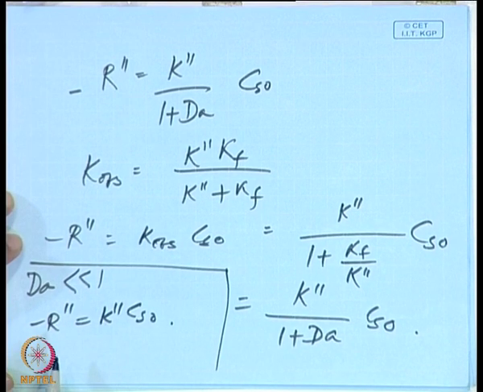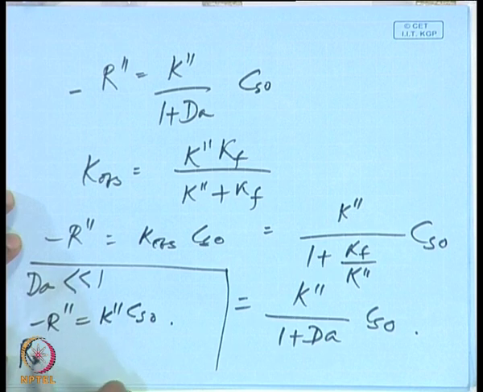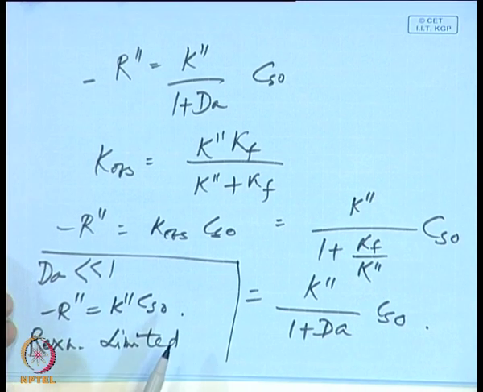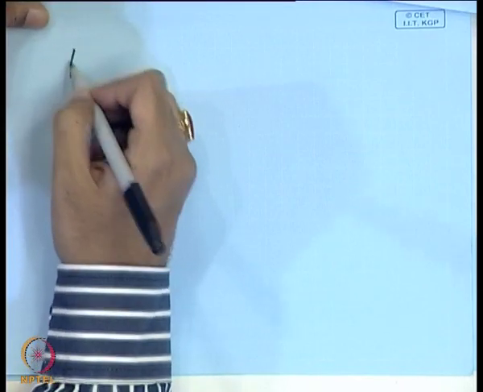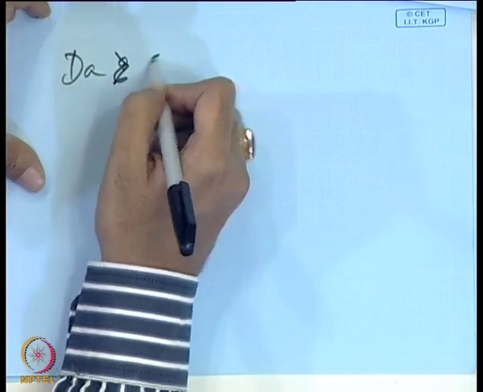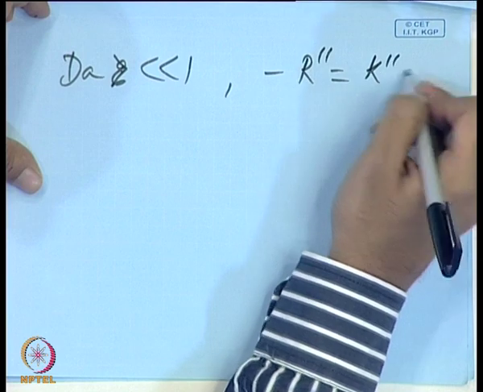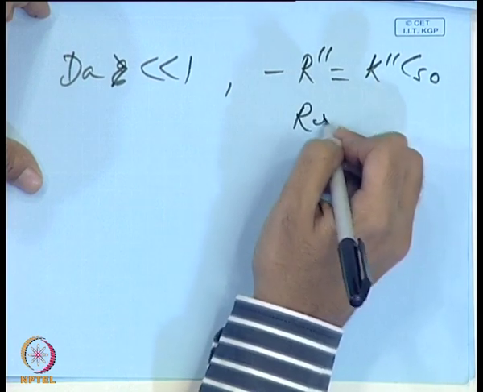So, what is this now? This is reaction limited, right. Why is it reaction limited? Because the reaction rate that you get over here is the same as the reaction rate in the absence of mass transfer, which means reaction limited, with very little mass transfer resistance. Let us look at the other end. Just to summarize, dA much less than 1: minus R prime equals K double prime Cs naught. So, reaction limited.